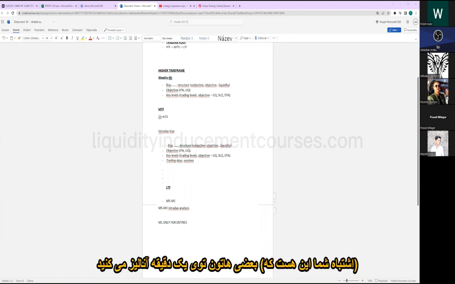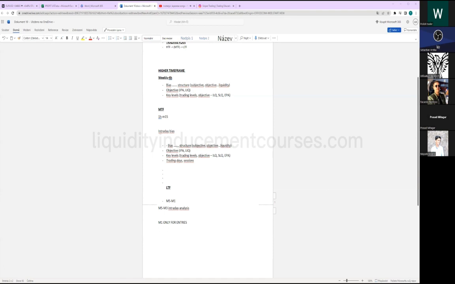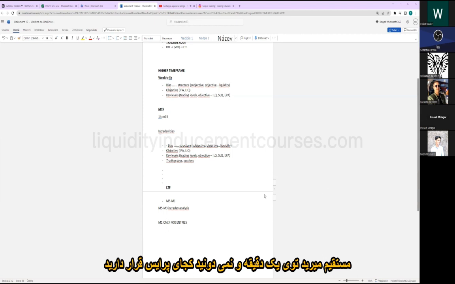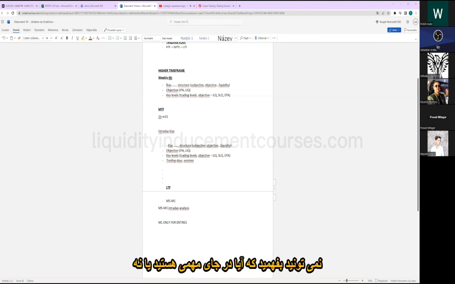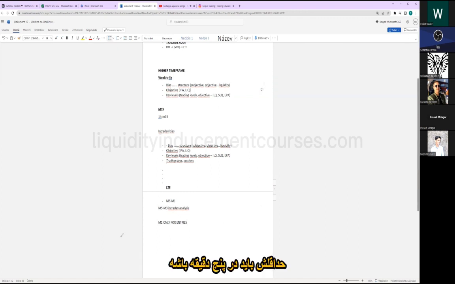Because some of you are analyzing on M1, and then you kind of lose the sense of price overall, of the market fractality. You just go to M1, you look, you don't know where you are at price, you don't know if we swapped something important or anything like that, right? So your key level that you want to trade from should be minimum M5, meaning SLQ, ILQ, or EPA. It should be based on M5 minimum.